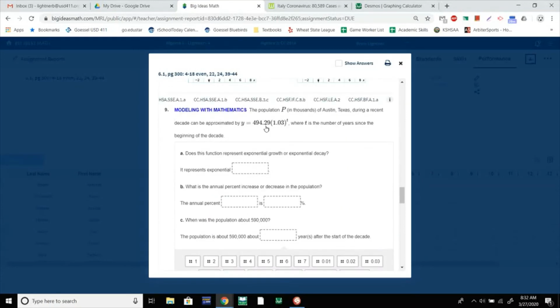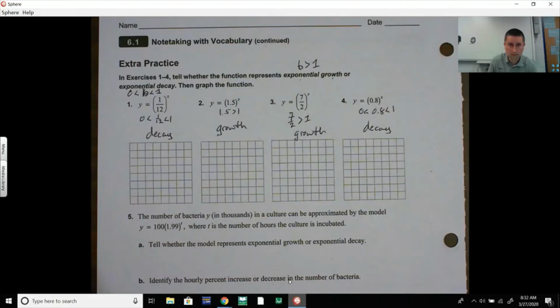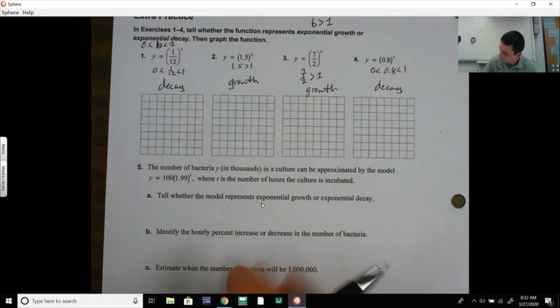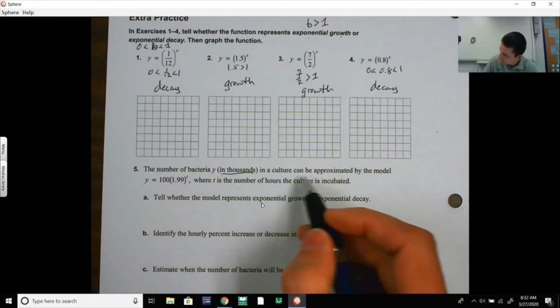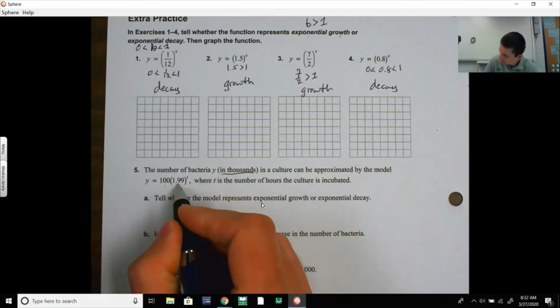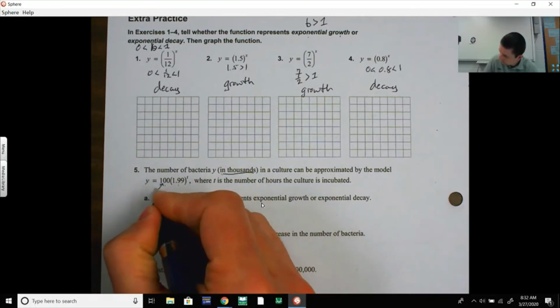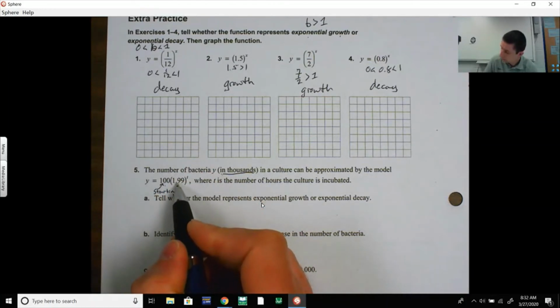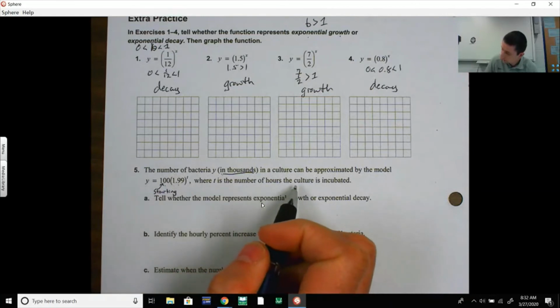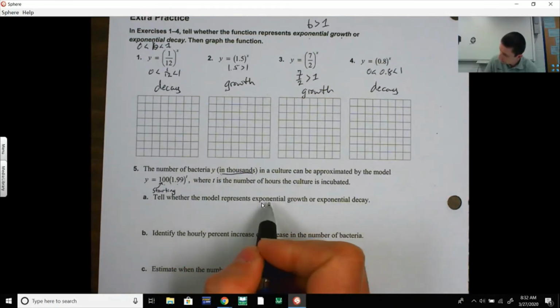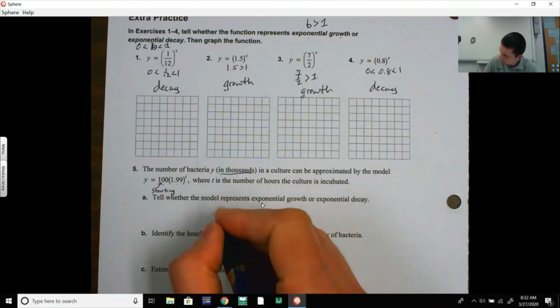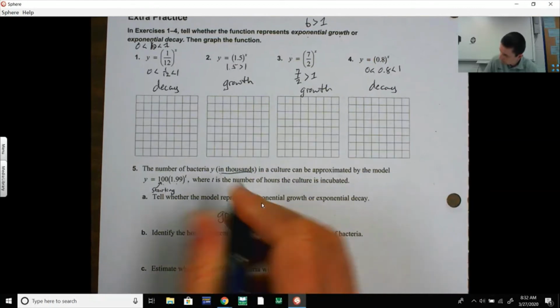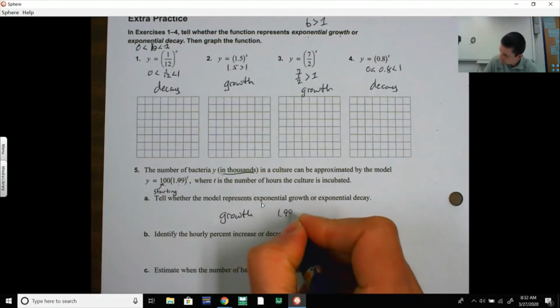Okay, this is when you get into the models. Let's go back to the Student Journal. Here we have the number of bacteria in thousands. That's important. In a culture it can be approximated by this model here. So this is the starting amount, and this is a growth because it's greater than 1, where T is the number of hours a culture is incubated. Tell whether the model represents exponential growth or exponential decay. We know this is a growth because 1.99 is greater than 1.